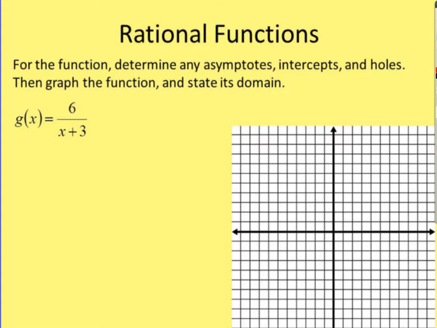So if we take a look at some examples, the first thing you need to do is always make sure your function is factored all the way down. Then we're going to look at the degrees, and we're going to look for the asymptotes, intercepts, and holes. So for this function, it's already factored down, so that's going to help us. We're going to start with our asymptotes. We're going to look at vertical asymptotes first. Your vertical asymptotes are the zeros of your denominator.